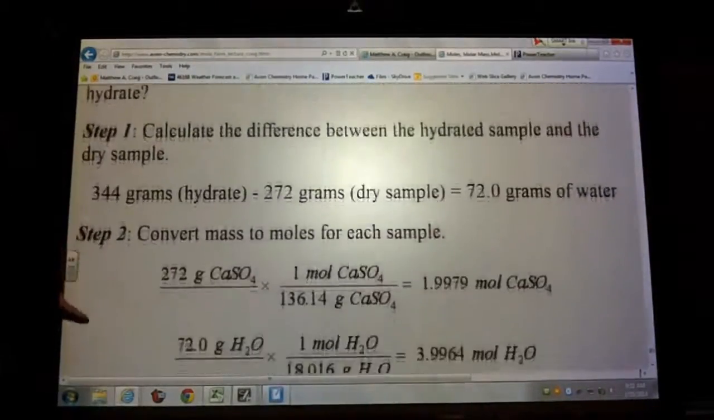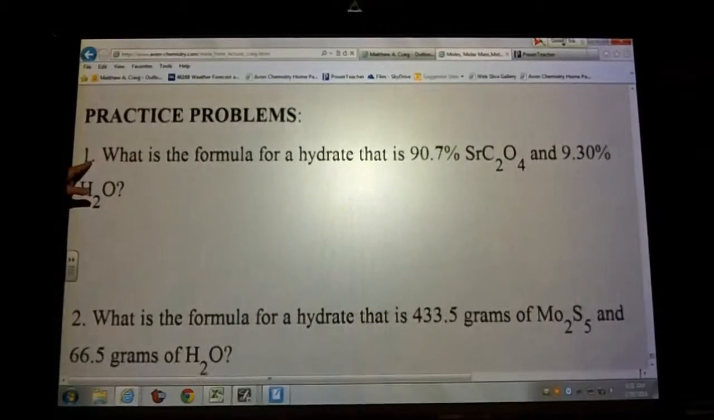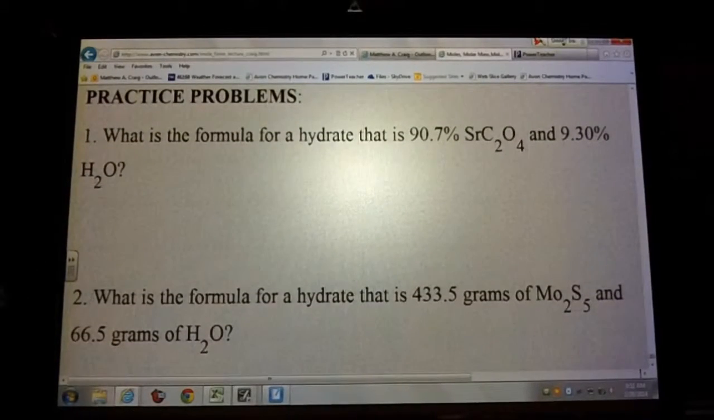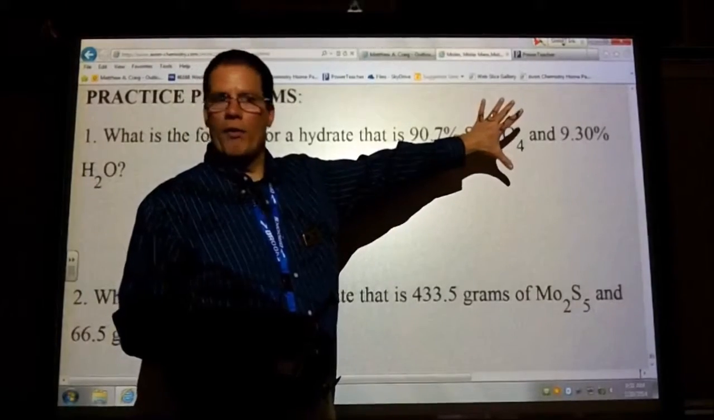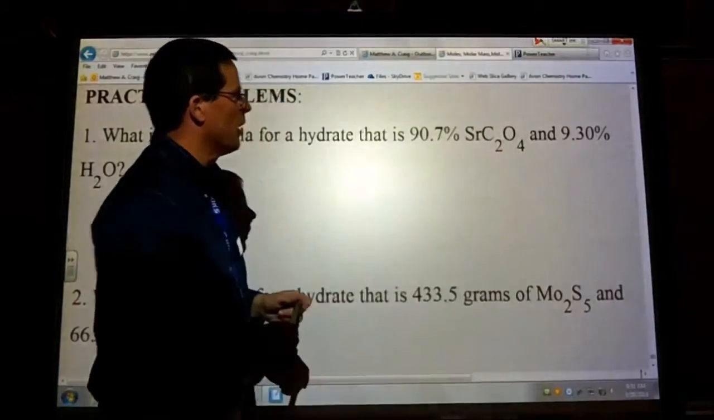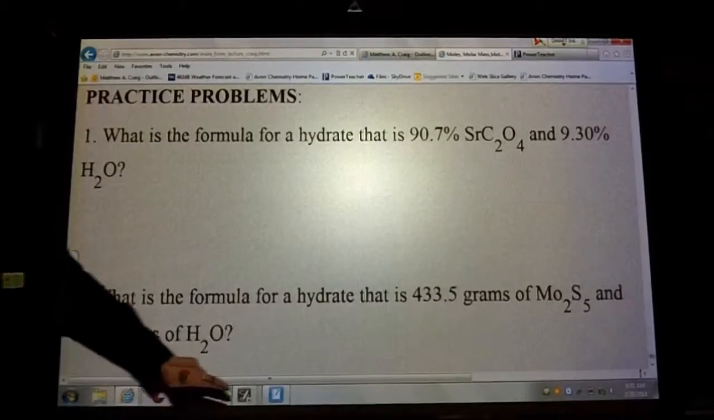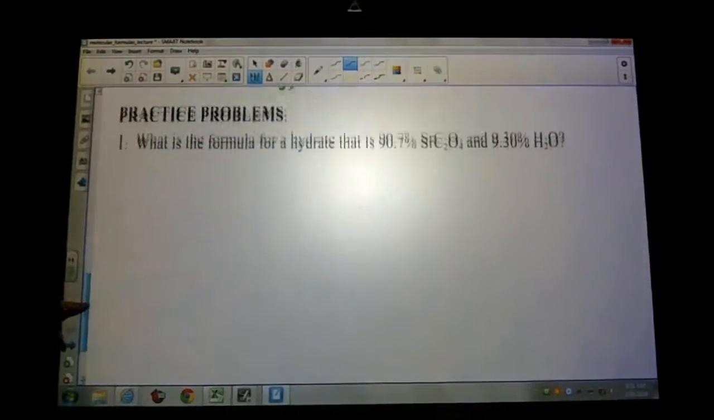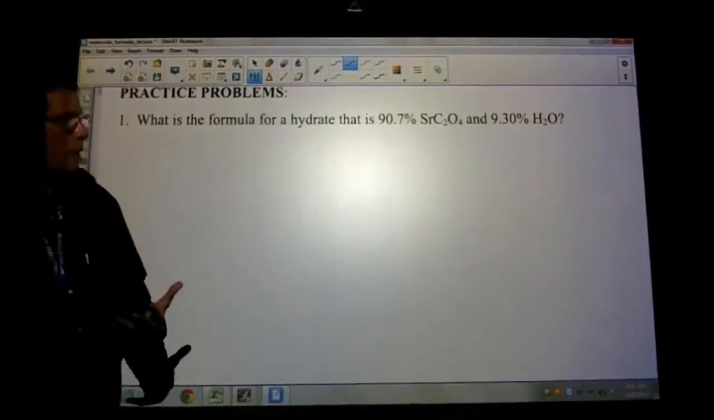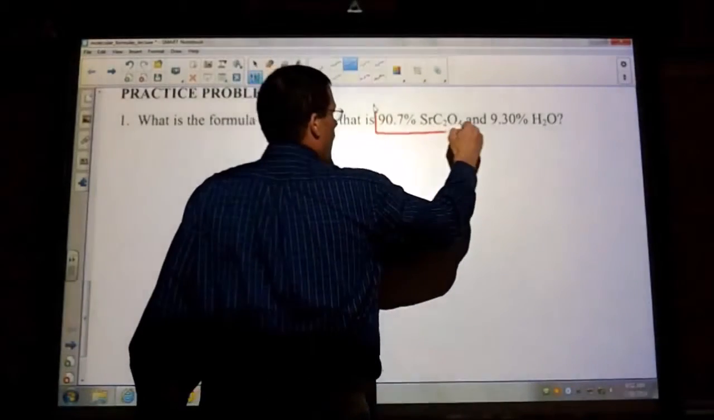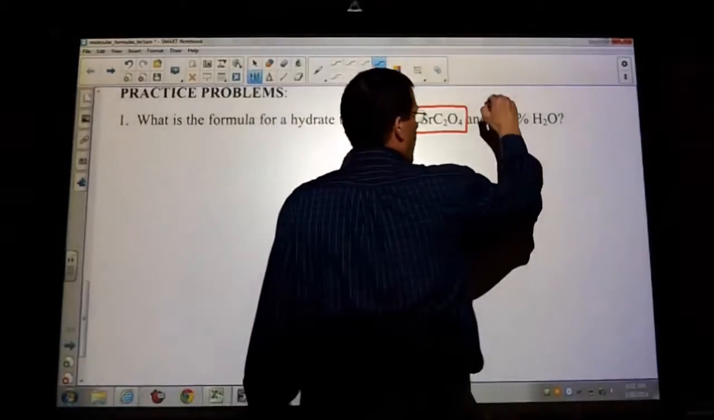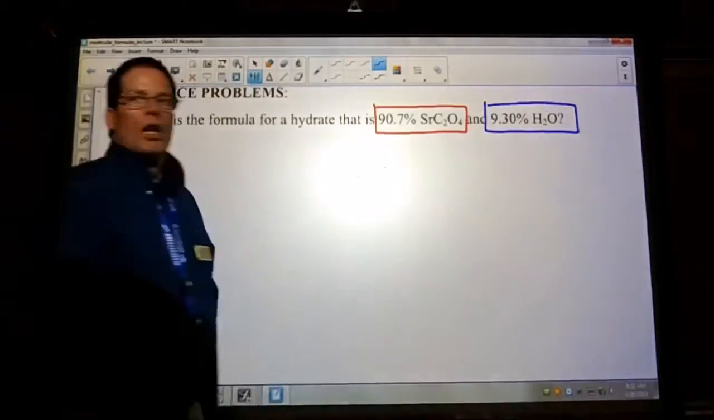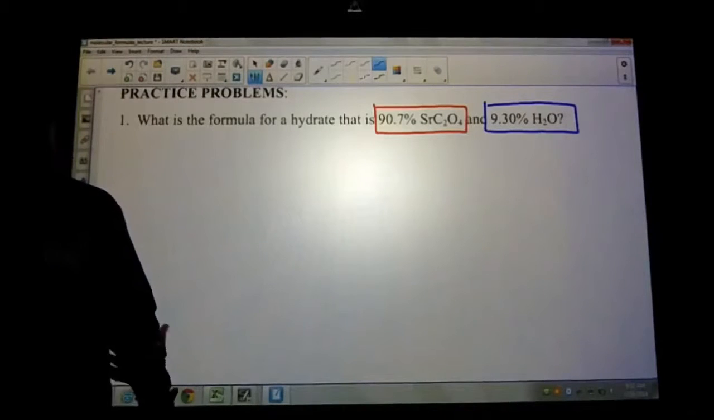So there's some examples. Let's look at a practice problem here. The practice problem asks, what is the formula for a hydrate that is 90.7% strontium oxalate, which is not one of your polyatomics, so don't freak out about that, and 9.3% water. What's nice about these is the formula has already been given to you. In other words, we have this percent of the strontium oxalate, and you also have a percent of the water. So you don't have to find the empirical formulas. They've already been given to you.